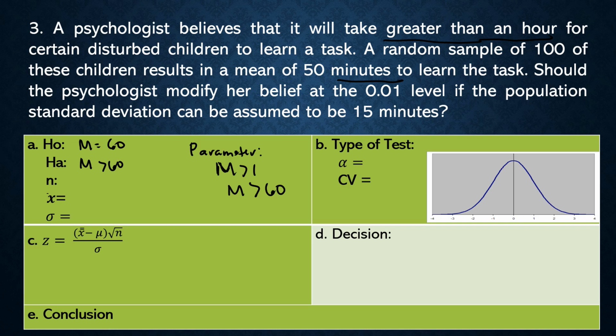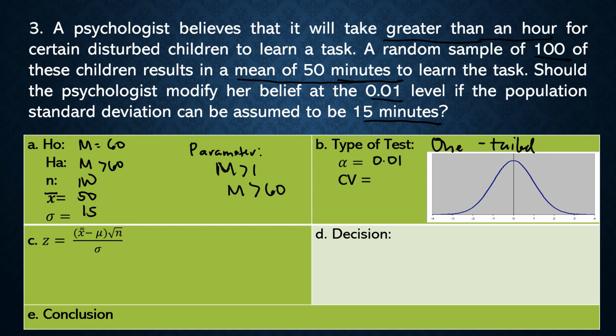Now, for the number of samples, we're dealing with n equals 100. For x bar, we're dealing with a mean of 50 minutes. And for sigma, or our standard deviation, the population SD is equal to 15. So, we're done with the first step. On the second step, since we're dealing with greater than on our alternative hypothesis, automatically our type of test is one-tailed. Now, for alpha, we have 0.01.